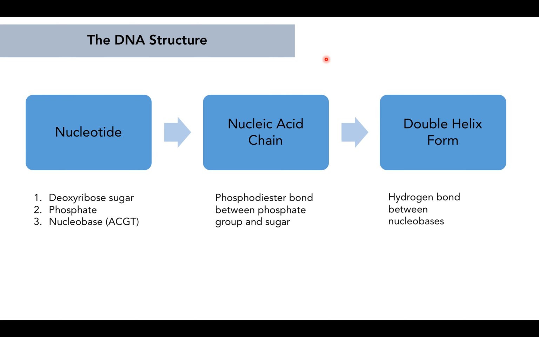Okay, so to summarize the DNA structure, we know that DNA is made out of nucleotides, where each nucleotide is composed of the deoxy sugar, phosphate and nucleobase. And then these nucleotides will make a string of nucleotides called a nucleic acid chain, in which one nucleotide is connected to another nucleotide using a phosphodiester bond between the phosphate and the sugar, either at the 3' end or the 5' end. Now we know next that one strand of nucleic acid will bind to another strand of nucleic acid to form the double helix using a hydrogen bond between the nucleobases.